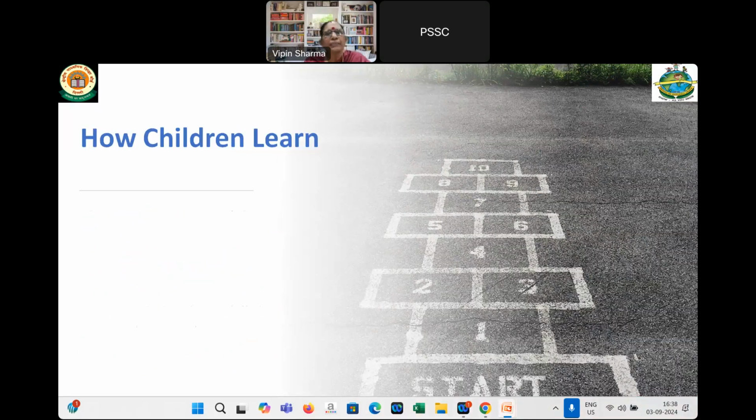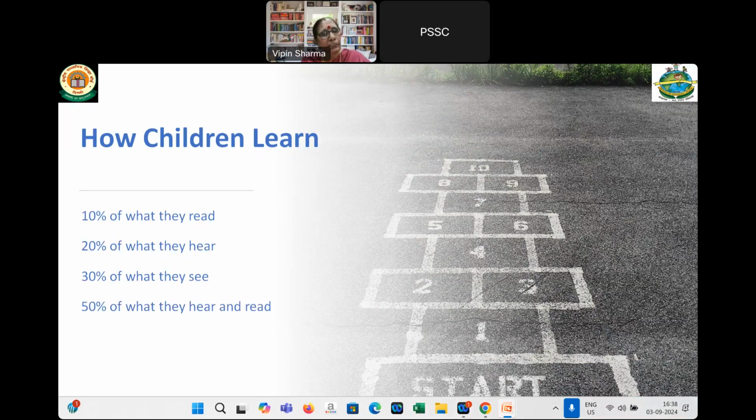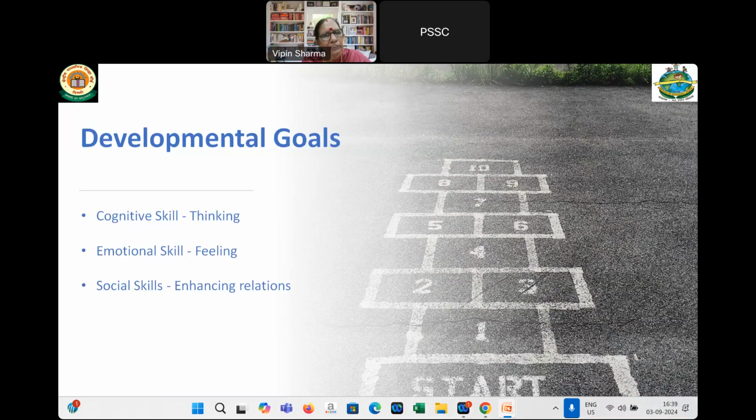Creativity in classrooms. 10% of what students read, 20 what they hear, 30 what they see, 50 what they hear and read, 70 what they say, 90 what they do. So this is how children learn. So here again comes experiential learning. Now, development goals. Cognitive, let us tap thinking, emotional skill, social skill, sensory. How to develop social skills? Social skill can be developed through emotions. Okay, how to handle, how to behave, all these you can think of. And how you can integrate into the subject, that is again important.